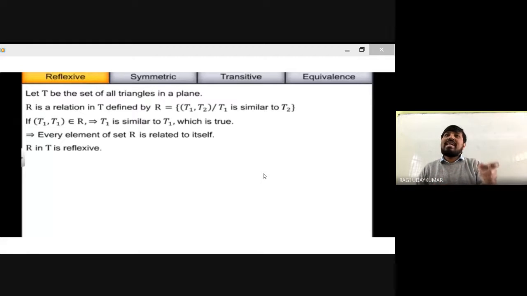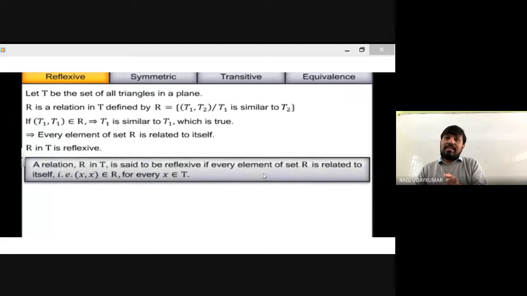Reflexive is nothing but: if A is present in the set, then (A, A) should be present in the relation. So here, the relation is reflexive because every triangle is similar to itself. It can be similar to itself, the same triangle.